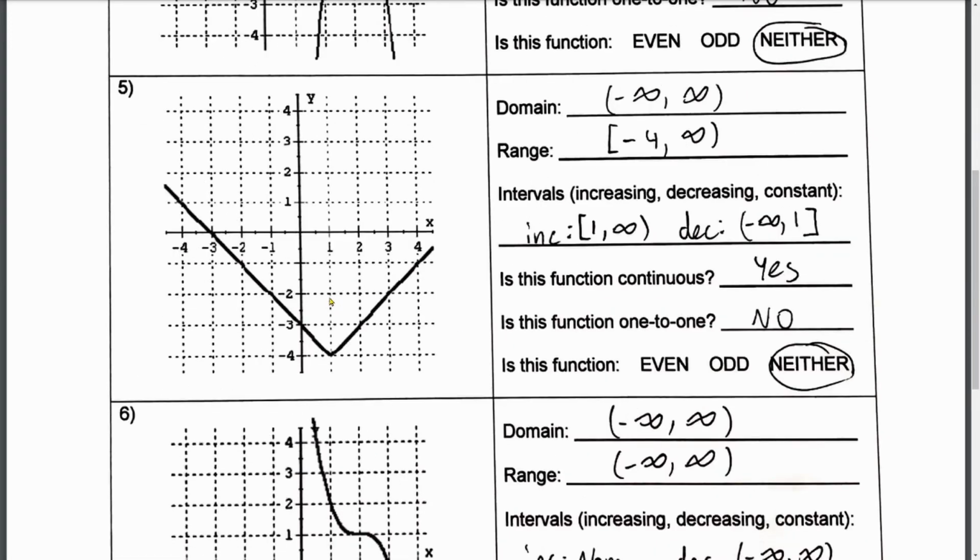For this graph, this is what an absolute value of x graph would look like. Your x values would be from negative infinity to positive infinity. Your y values would be from negative 4 to positive infinity. Whereas the function increasing, it would increase from 1 to positive infinity, and the function decreasing from negative infinity to x equals 1.